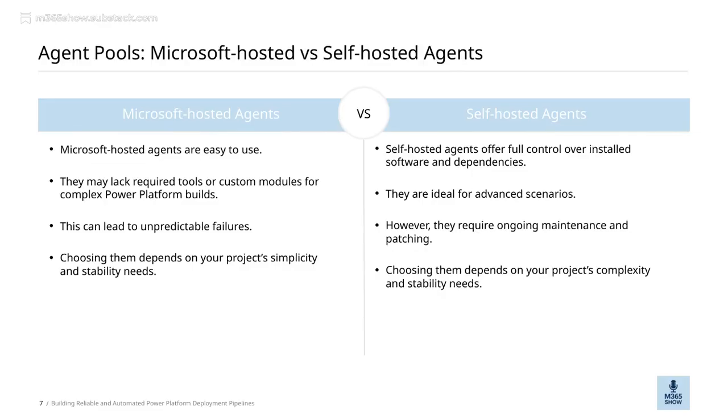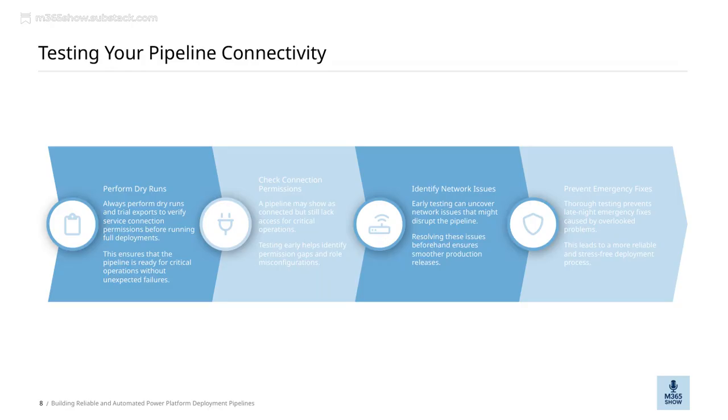Let's talk about testing your pipeline connectivity. Building reliable and automated deployment pipelines is crucial, and thorough testing plays a key role in that. When you test early, you prevent those late-night emergency fixes that happen because of overlooked problems. This proactive approach leads to a more reliable and stress-free deployment process.